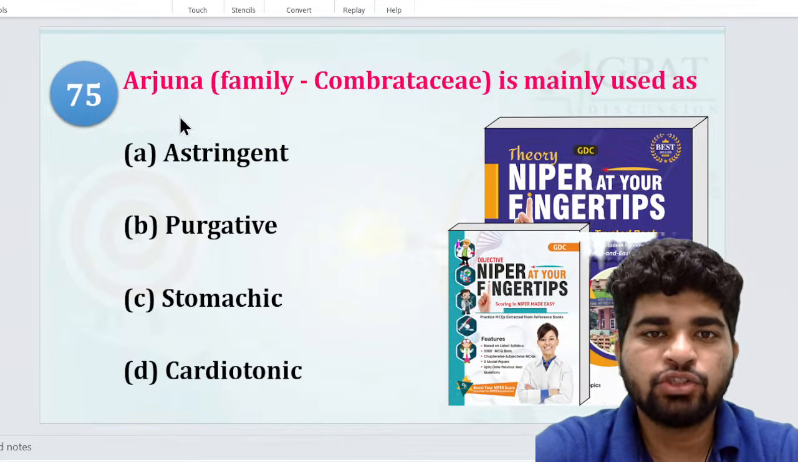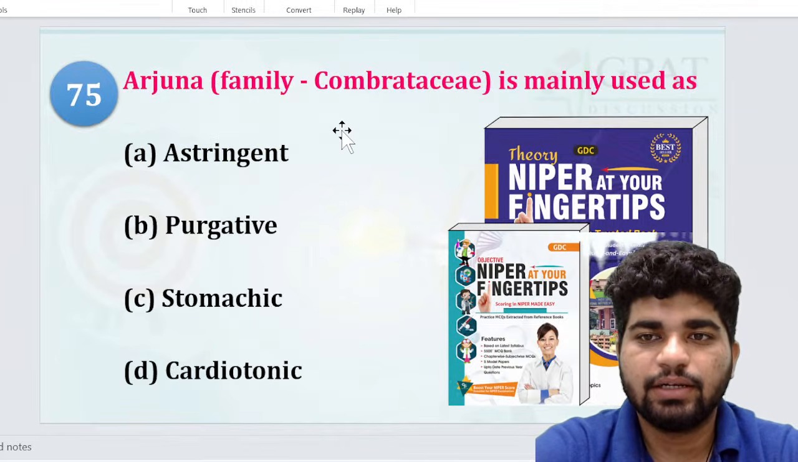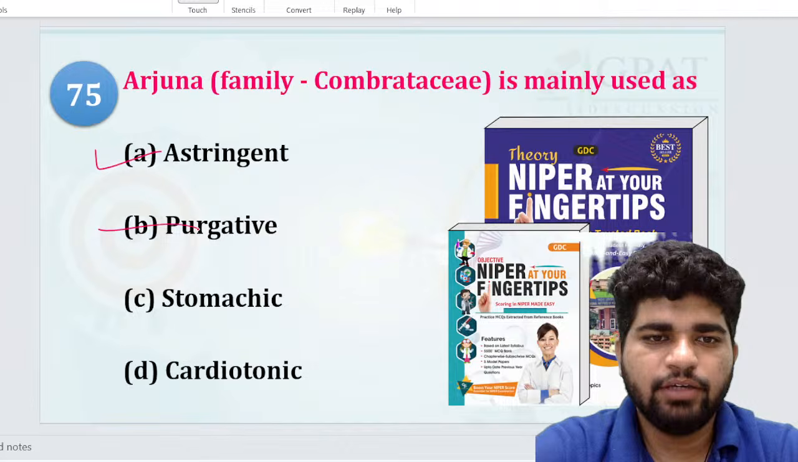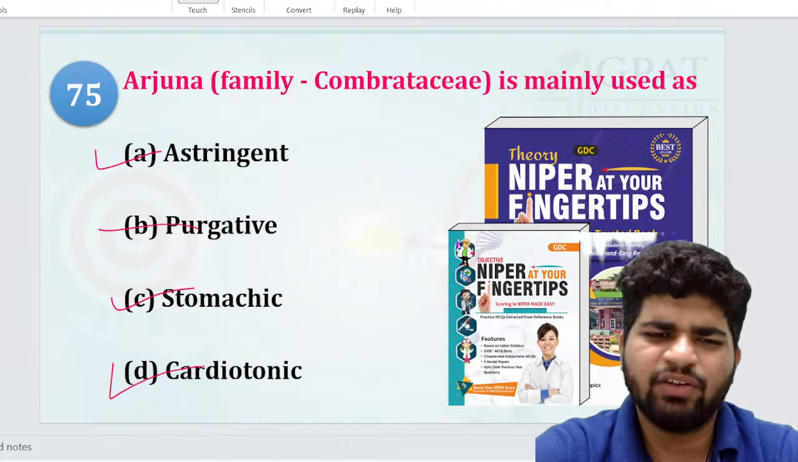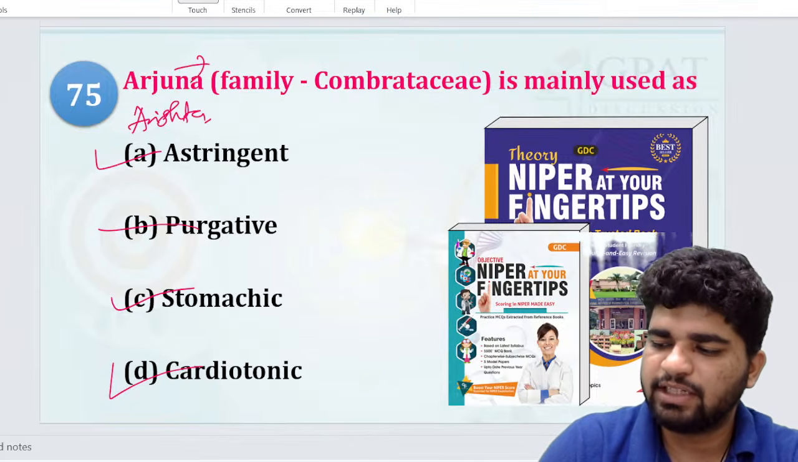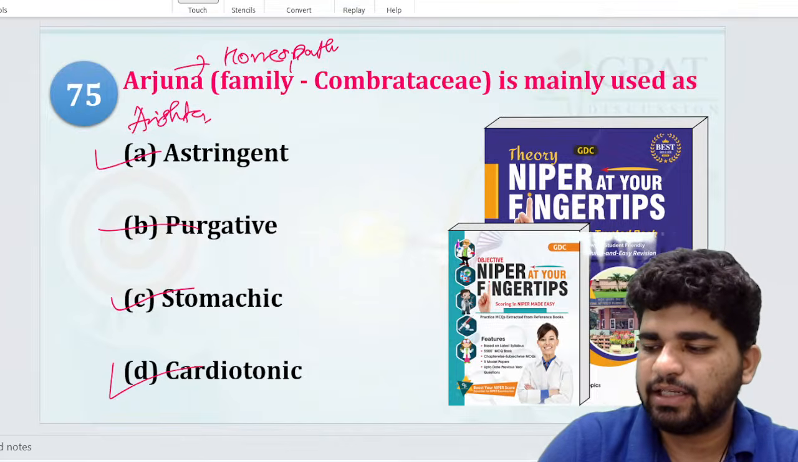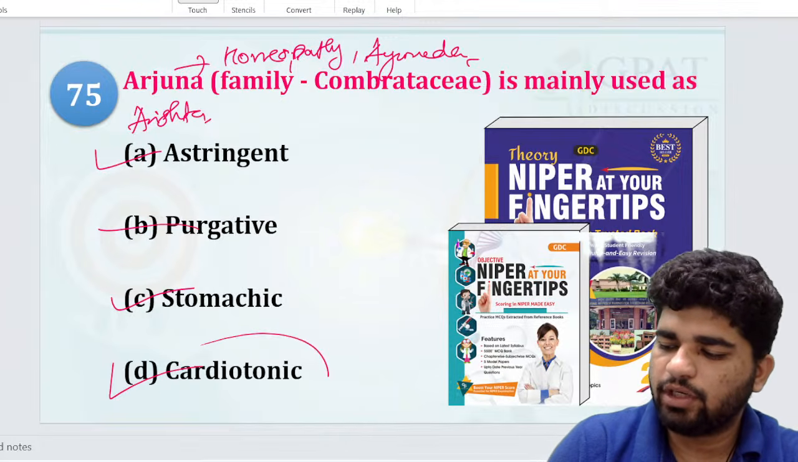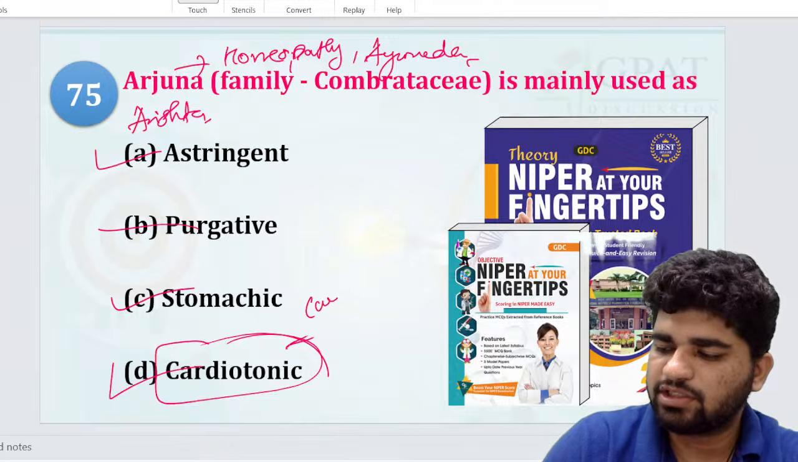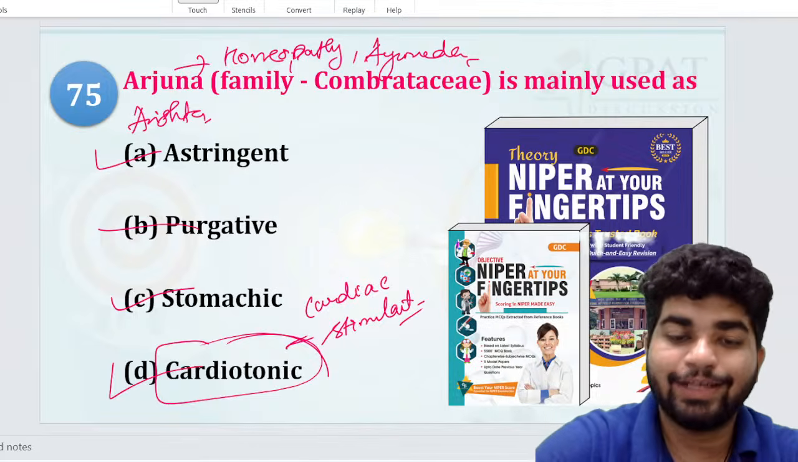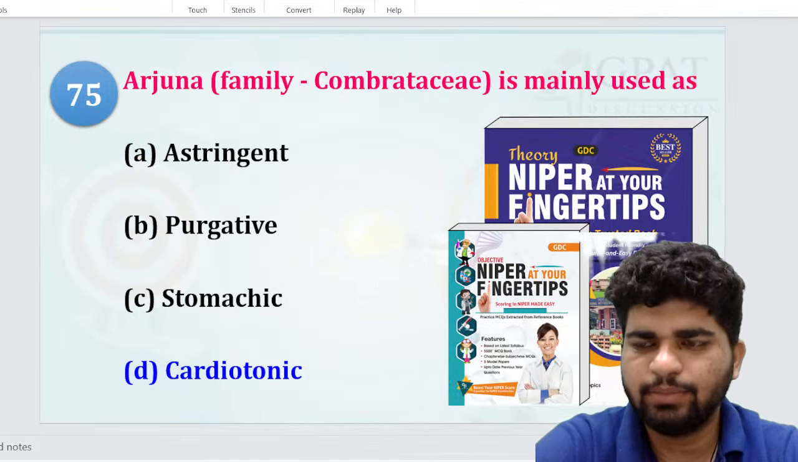Digitalis. Okay. Now, Arjuna, family Combretaceae, is mainly used as astringent, purgative, stomachic, or cardiotonic. Everyone knows Arjuna, Arjunarishta, very common these days in homeopathy as well as Ayurvedic preparations. Is it cardiotonic only? That is your cardiac stimulant. Arjunolic acid, cardiotonic. Yes, very simple.